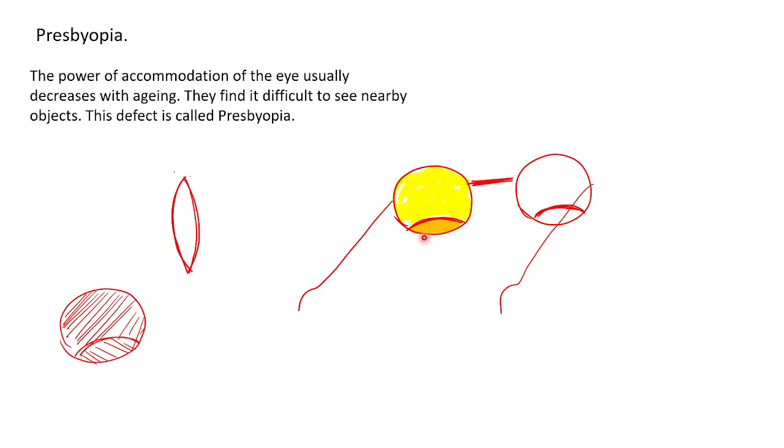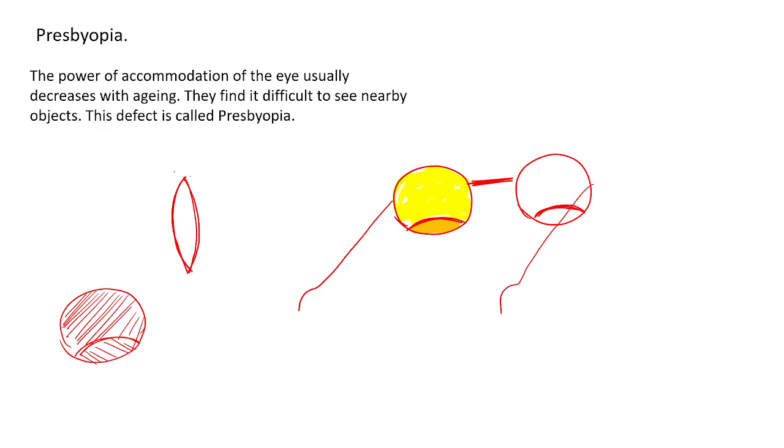So to look at the far objects, he has to watch through this glass, the upper glass portion. And if he wants to read the newspaper, he has to go through this bottom glass. Understood? Because he has difficulty in reading nearby objects and far objects, they need both concave and convex lenses.